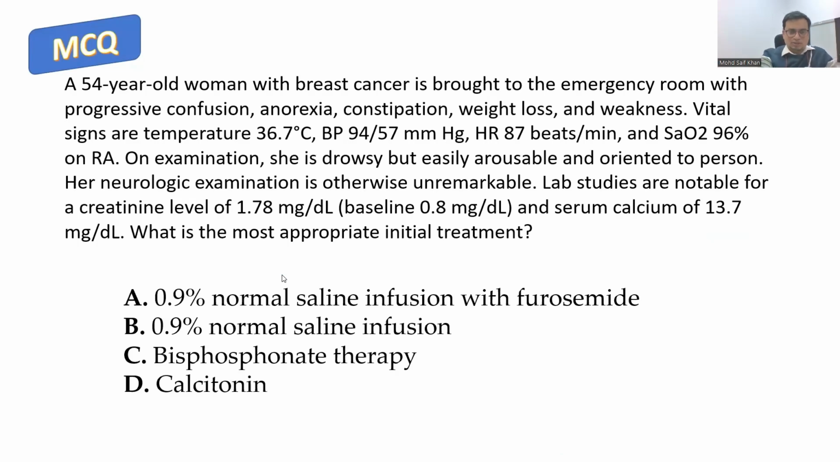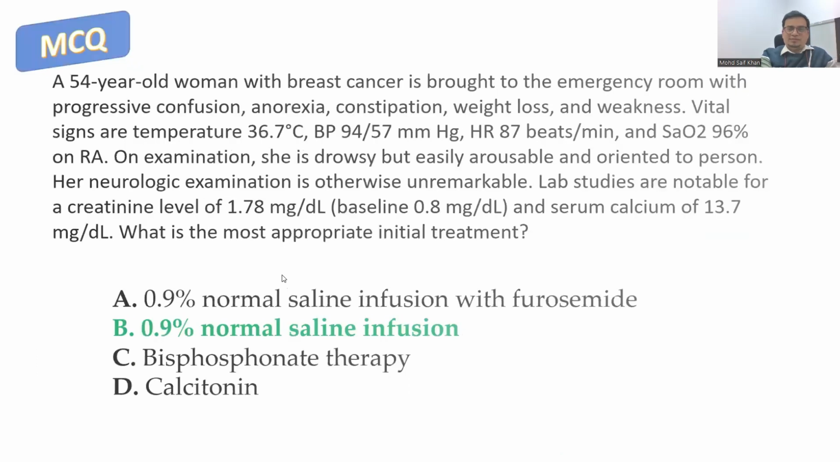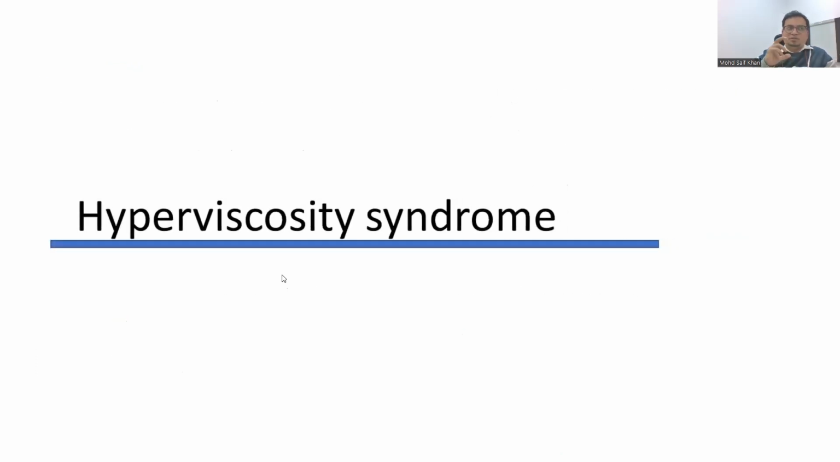So what is your answer? The answer is very simple. In this case, the most appropriate initial treatment would be a 0.9% normal saline infusion because this patient has developed AKI already. Now we will move on to the next important non-mechanical disease-related emergency, which is hyperviscosity syndrome.